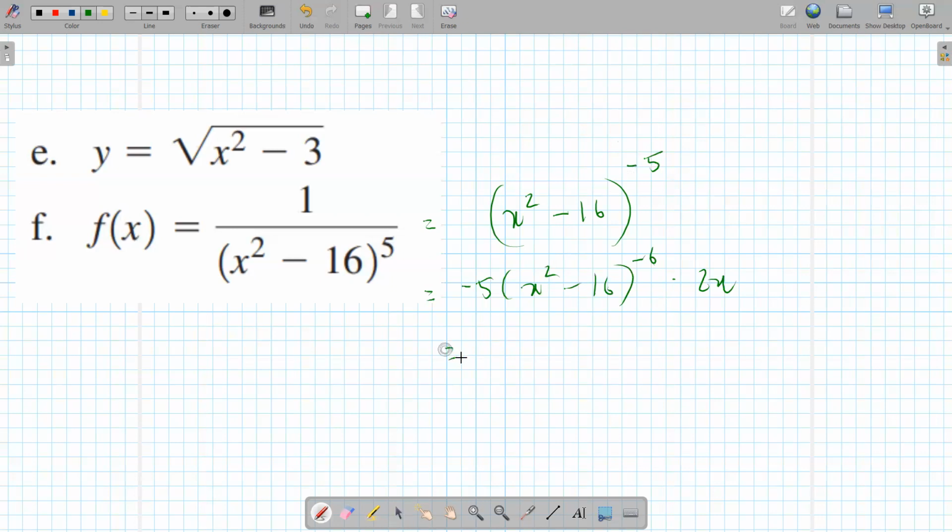You can clean this up a little bit. Negative 5 times 2x is what? -10x. Yeah, negative 10x. And you see this negative 6 guy, this entire thing, you can toss it in the denominator to make it positive. And there you go. That's going to be the final answer.